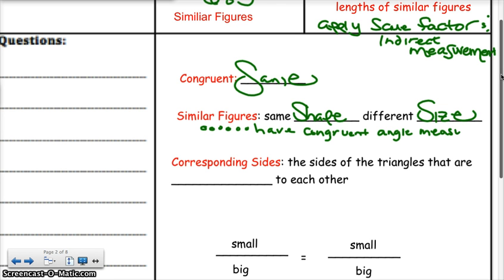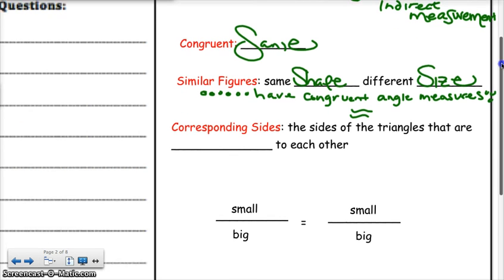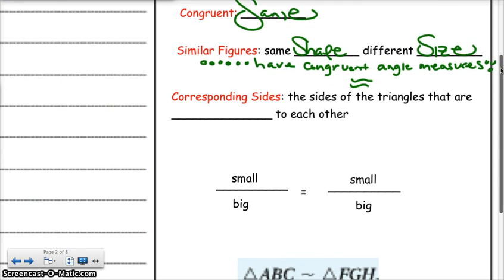There will be a problem in a homework assignment you will receive soon, and this is the exact thing you need to know. It's going to say, how do you know that all of a certain kind of shape are all similar? And it's aligned with the fact that they have congruent angle measures. Okay, corresponding sides. The sides of the triangle that are related, I'm going to use the word related or similar to each other.